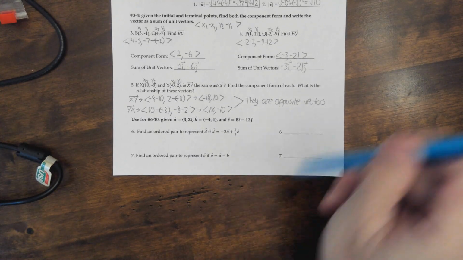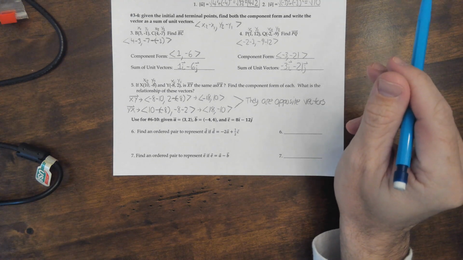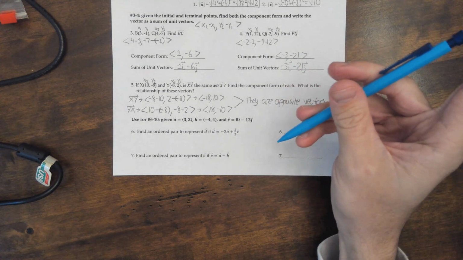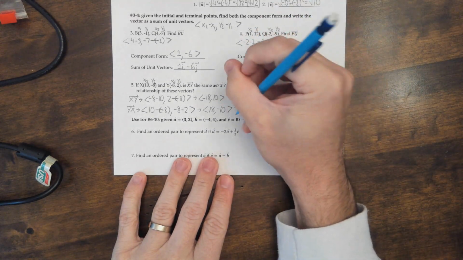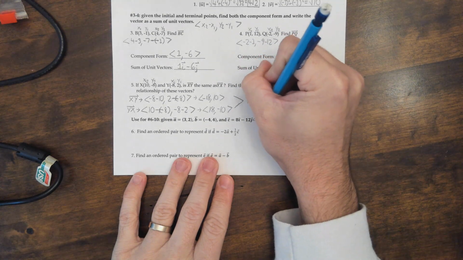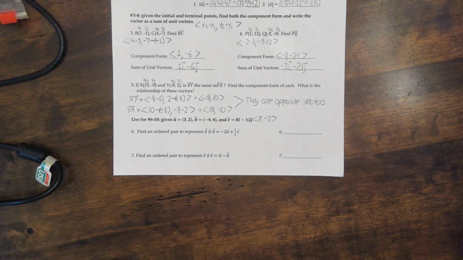All right. So now on 6 through 10, we're going to use some of these vectors here. Again, probably what I would do first is, whenever you're given a sum of unit vectors, just go ahead and write the components for it so you're not confused. So 8i minus 12j is just going to be 8, negative 12. You're just dropping the i and the j to write the component form. We're given the component form for a and b, and so it's just a lot easier that way. Okay, so it says, find an ordered pair to represent d. Okay, so we're trying to find a new vector, d, by adding these two vectors here.